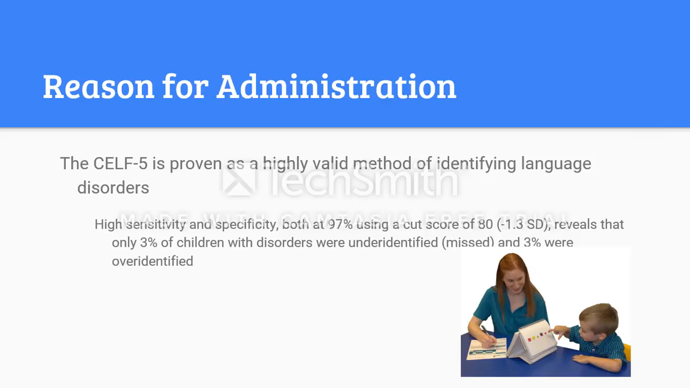One reason for administration is that the CELF-5 is proven an extremely valid method of identifying children with language disorders. This is proven by the high sensitivity and specificity of the assessment, and those are both at 97%. That reveals only 3% of children with language disorders were under-identified or missed, and 3% were over-identified.